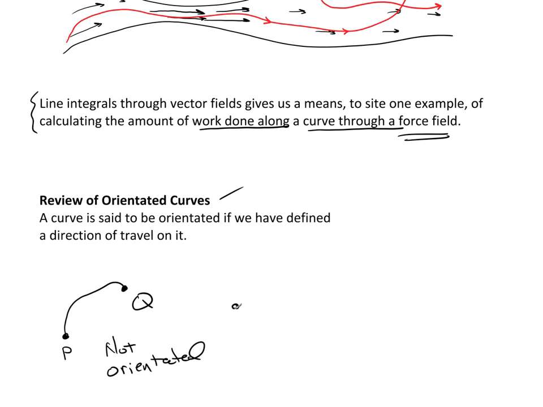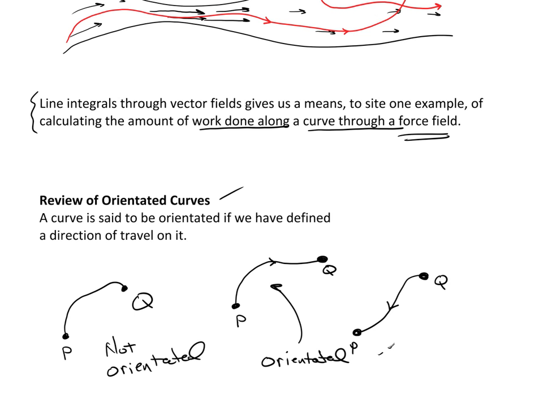Now, on the other hand, if I go from P to Q, and I stick that little arrow on there, or if I go from Q to P and have this arrow on there, both of these are in fact oriented curves. It tells us our direction of travel. Orientation is extremely important when we start thinking about the idea of a line integral through a vector field.